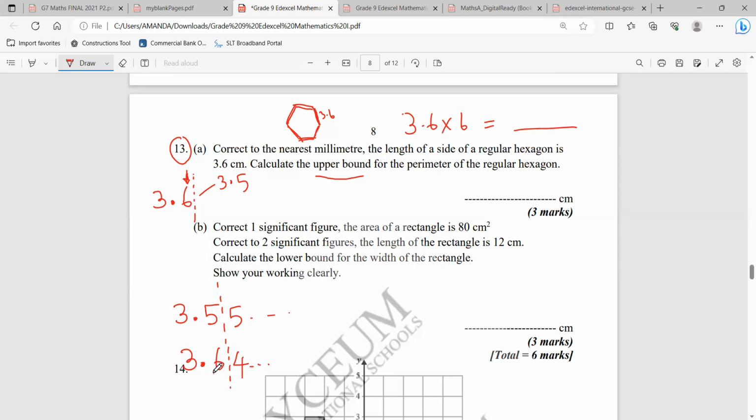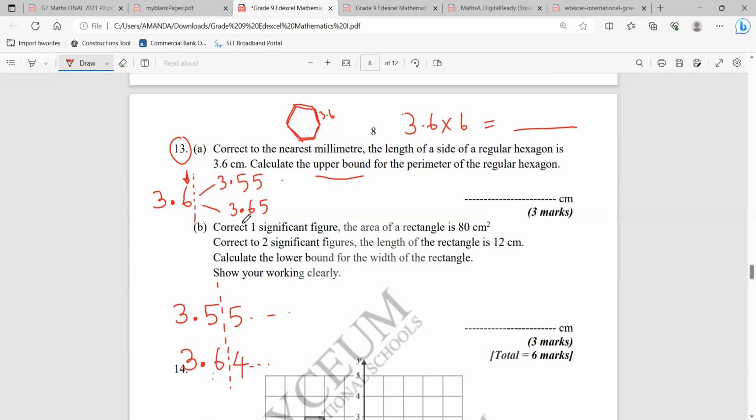Then still, when you correct it, it becomes 3.6. So I would put 3.65. This could have been 3.55, or it could have been 3.65. I'm taking the upper, so anything below 3.65 would satisfy that. They are asking the upper bound, the biggest.